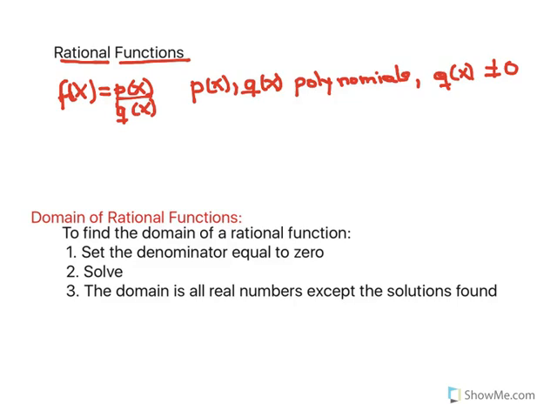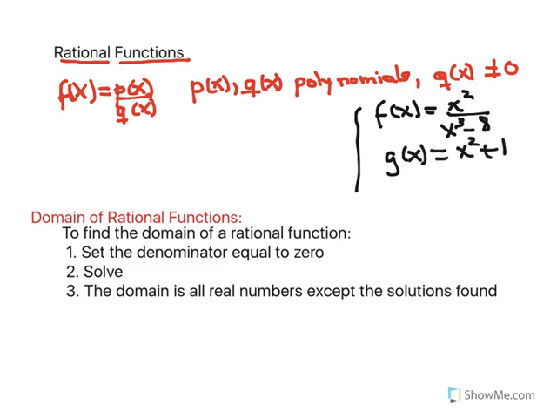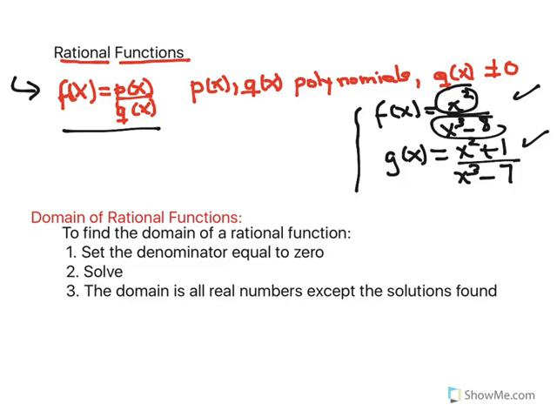So we're going to start working with functions such as f of x equals x squared divided by x cubed minus 8, or g of x equals x squared plus 1 divided by x cubed minus 7. These functions are rational functions. So what is a rational function? A rational function is a function that is made up of a polynomial and a polynomial and is defined by the division of those two polynomials.